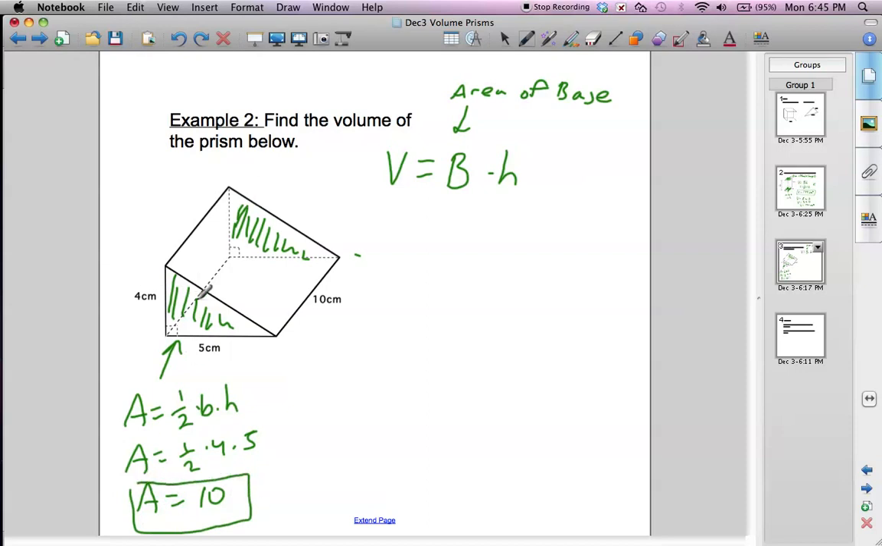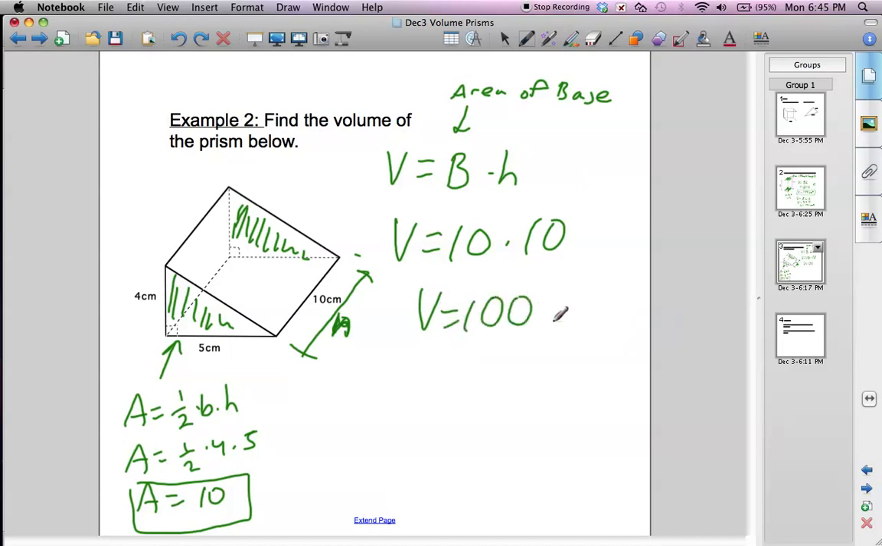So 10 is the area of the base, and then we multiply by the height of the prism. The height of the prism is 10 centimeters. Even though it's not up and down, it's from front to back, the height is basically the distance from base to base. That's the way you can think of the height. Maybe height's not the best word for it, but it's the distance from base to base. In this case, the distance between bases is 10. So that's 10 times 10. The volume equals 100 cubic centimeters in this example.